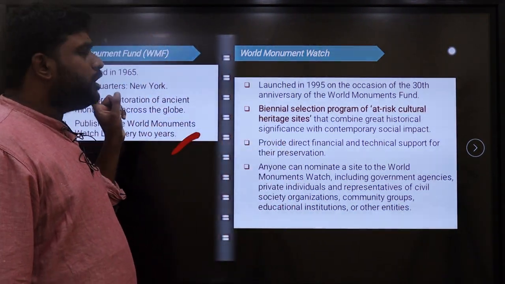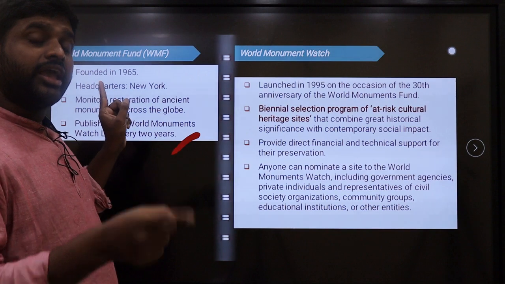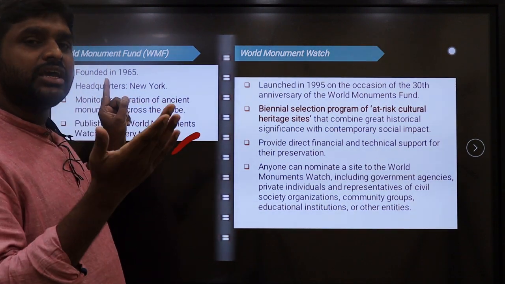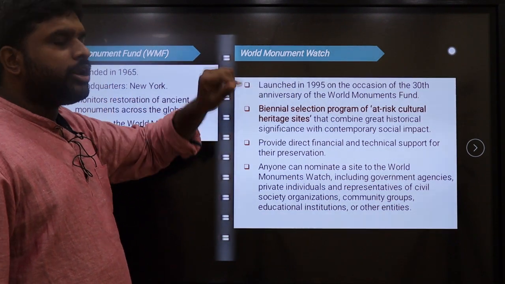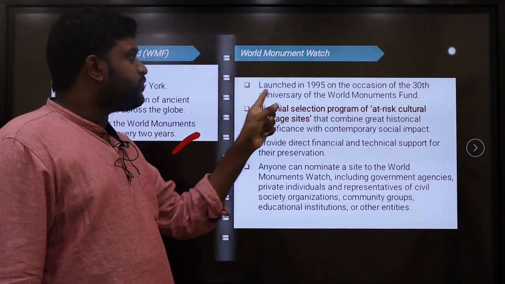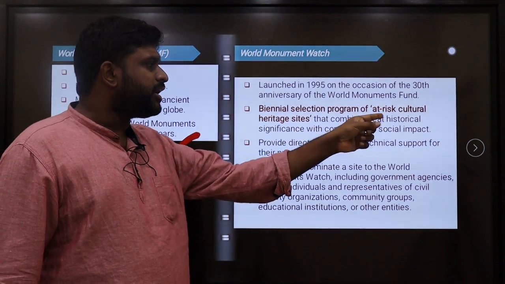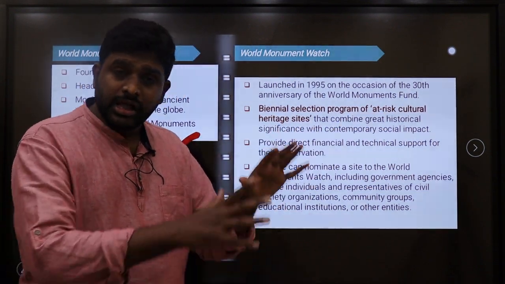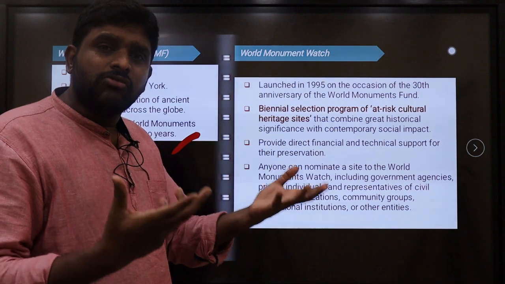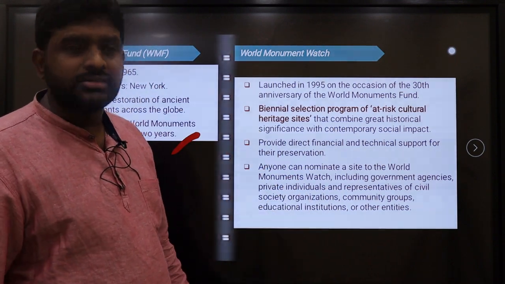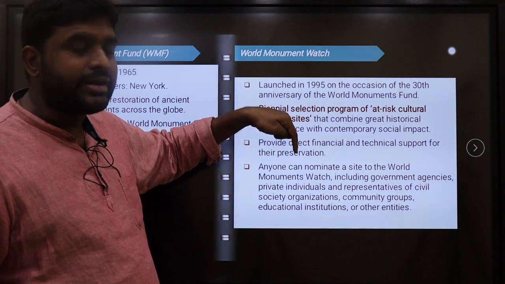So the World Monument Fund mainly restores the monuments of ancient India, the ancient world. Every 2 years, they release the list of monuments which are popular, useful, and significant. World Monuments Watch was launched in 1995 on the occasion of the 30th anniversary of the World Monument Fund. It is a biennial selection program of at-risk cultural heritage sites that combine great historical significance with contemporary social impact. They provide drinking water over long distances, so social impact is there. So under World Monuments Watch also, this Suranga Bavadi has been entered.